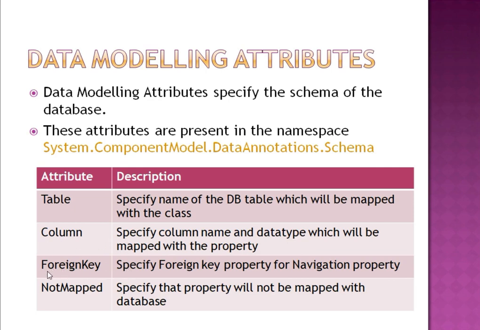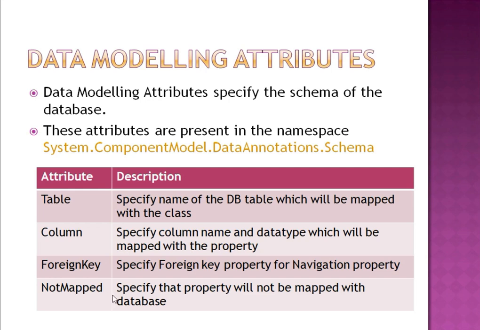Then suppose you want to set any foreign key. Again, we already studied the default behavior for the foreign key, but if you want to explicitly specify anything which has a different name, in that case we can use the foreign key attribute. And one more attribute is there, not mapped. Suppose you do not want to map any particular property to a database column. In that case, you can apply this not mapped attribute.